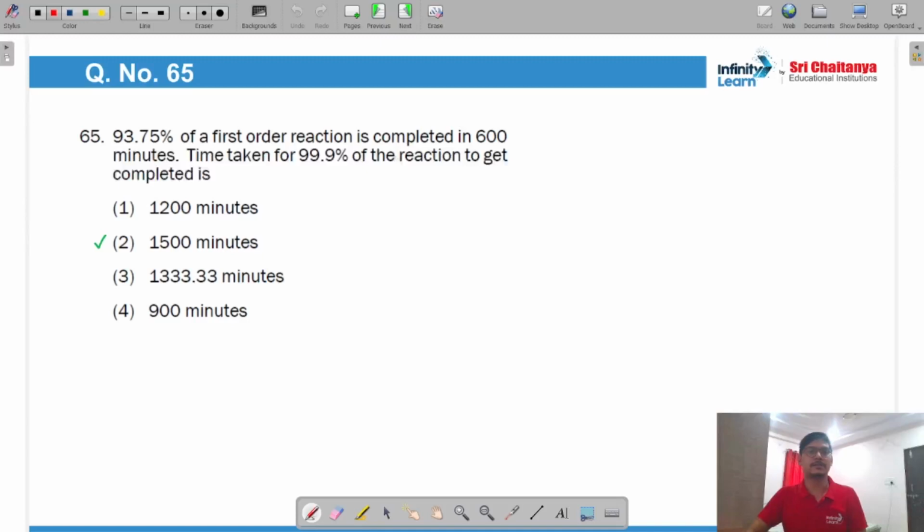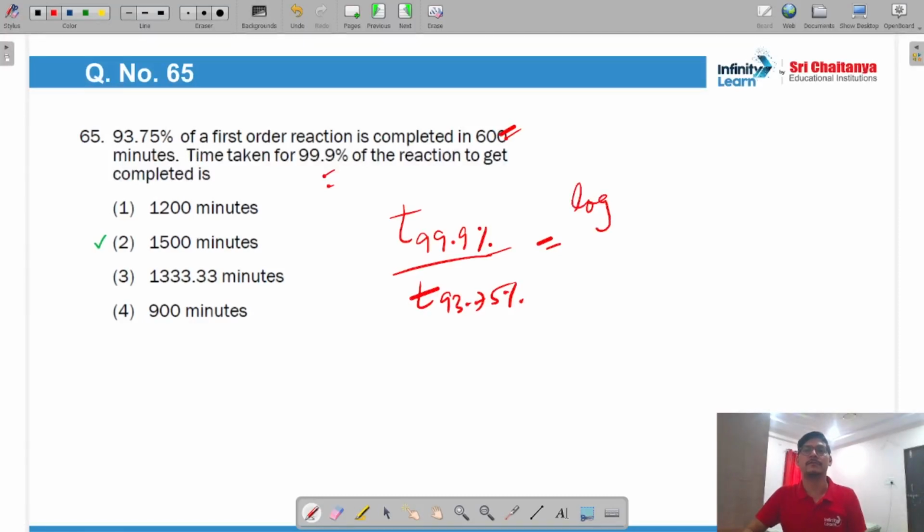93.75% of a first order reaction is completed in 600 minutes. So time taken for 99.9%. Such questions can be simply done as time taken for 99.9% divided by time taken for 93.75% completion. You guys know that as per the integrated rate expression of a first order reaction, time is 2.303 divided by rate constant and logarithm of initial concentration by final concentration. So 2.303 by rate constant, it will cancel out, right? What will remain is logarithm of initial by final.